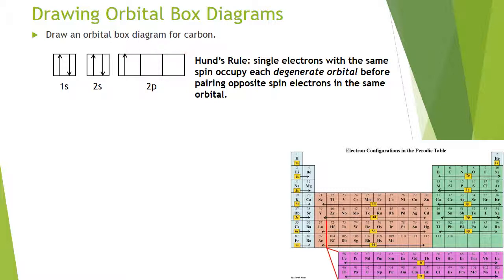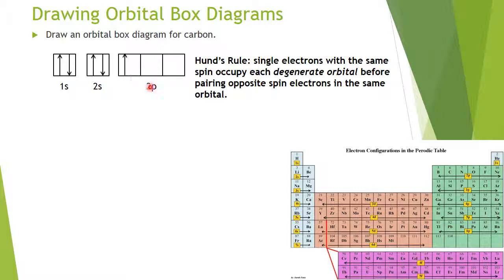So following Hund's rule, we need to put a single electron in each orbital, all with the same spin, before we go pair up the electrons.